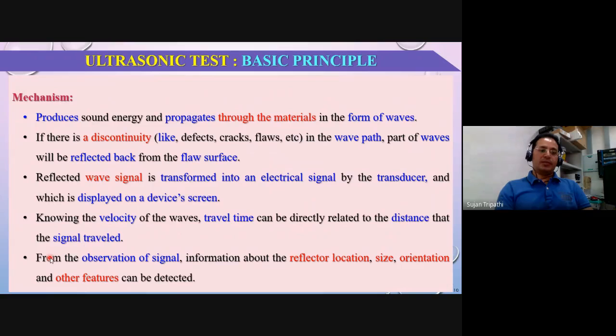Okay, next, from the observation of the signal, we can observe the pattern of the signal to identify the location of the reflector, that means the location of the defect. We can also determine the size of the defect and its orientation as well, and different features of the defects can be detected by using this principle.